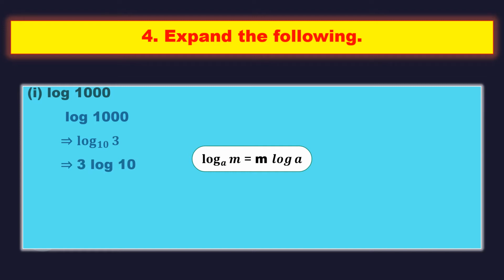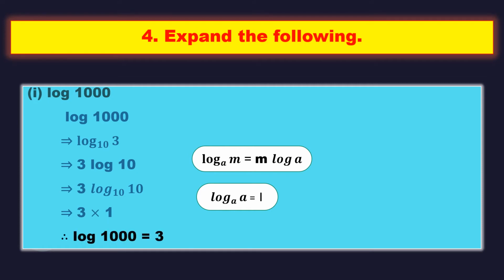Now here, if anything is written like this, you can give base as 10, because it is a common logarithm with base 10. We can put the base as 10, so I can write log 10 base 10. Now if the power and the base are the same, I can write 1, because the formula is log a base a equal to 1. So instead of log 10 base 10, I can write 3 into 1. So 3 into 1 is 3. So we got log 1000 equal to 3.